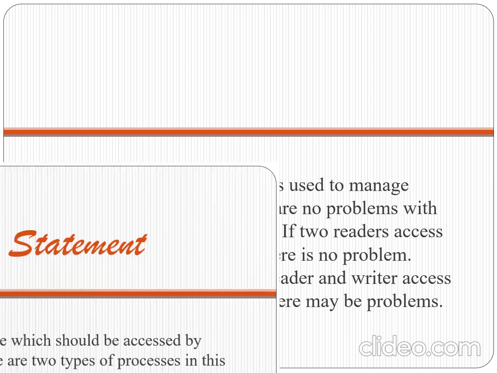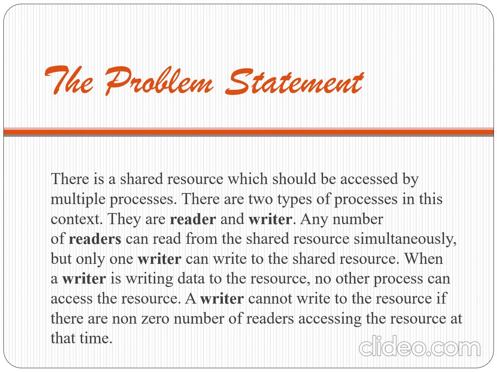The problem statement. There is a shared resource which should be accessed by multiple processes. There are two types of processes in this context. They are reader and writer. Any number of readers can read from the shared resource simultaneously, but only one writer can write to the shared resource. When a writer is writing data to the shared resource, no other process can access the resource. A writer cannot write to the resource if a non-zero number of readers are accessing the resource at that time.